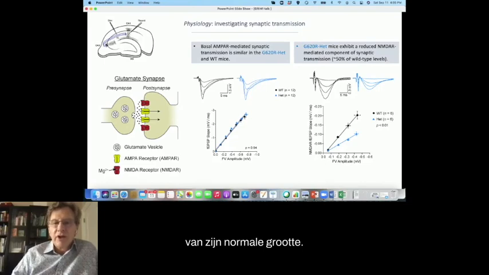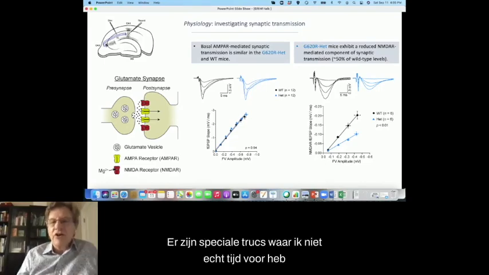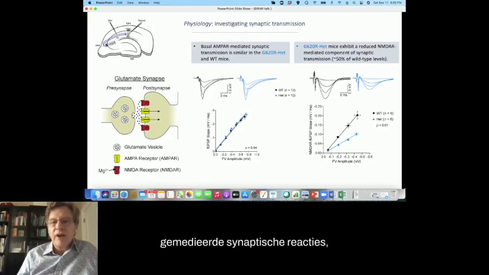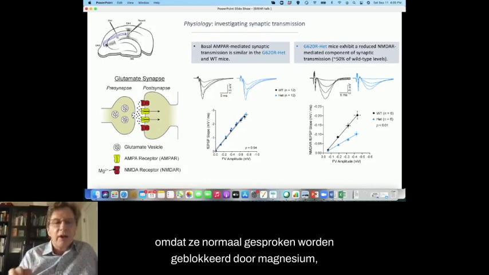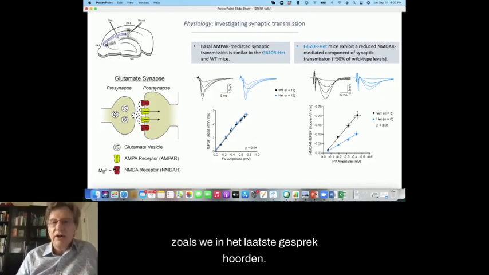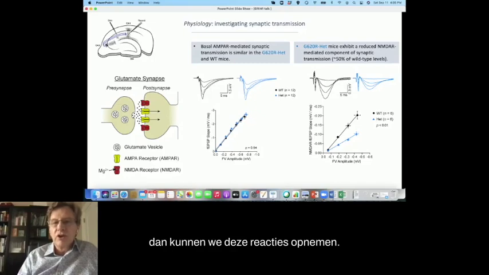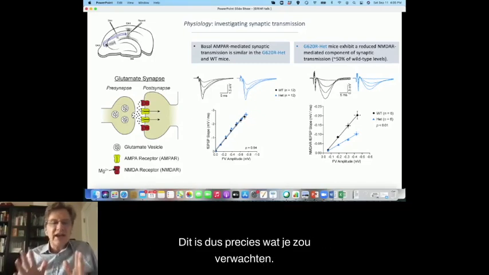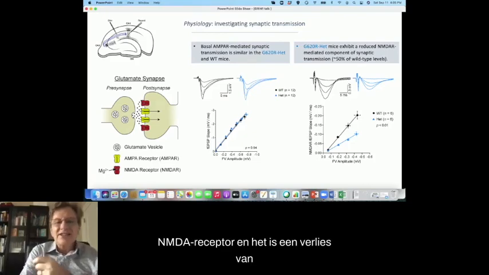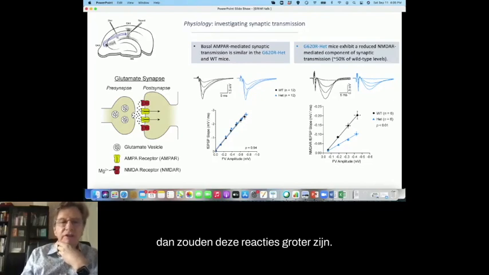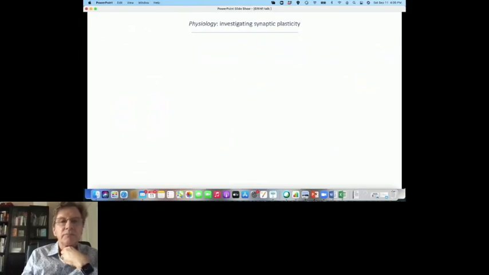of its normal size. There are special tricks that I don't really have time to go into to explain how we can isolate these NMDA receptor-mediated synaptic responses, because normally they are blocked by magnesium, as we heard in the last talk. But if we remove the magnesium or lower the magnesium, then we can record these responses. So this is exactly what one might expect if you have a problem with the NMDA receptor and it's a loss of function. If it was a gain of function, then these responses would be bigger. So this is pointing to a functional loss of function of this variation.